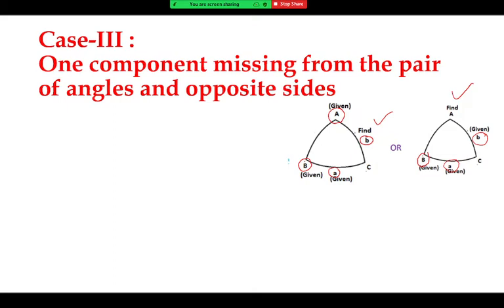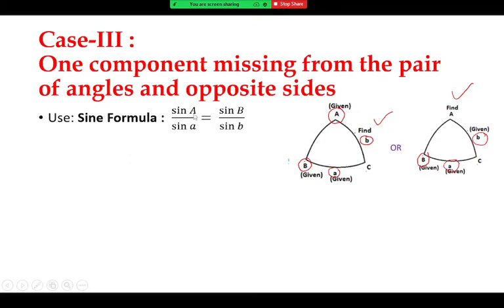Can anyone tell me the sine rule for these four components? What is the sine rule? A upon sine A is equal to B upon sine B? Let me see, the rule is not correct. It is sine of angle upon sine of side, not just A upon sine A.